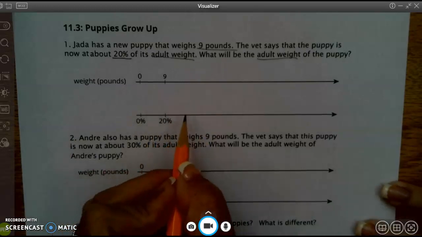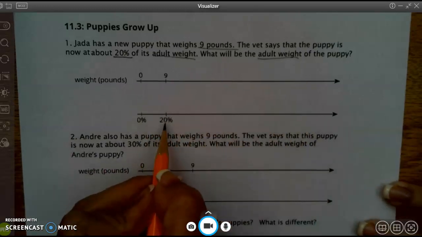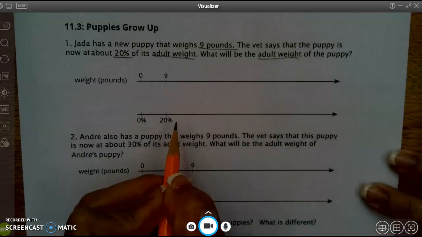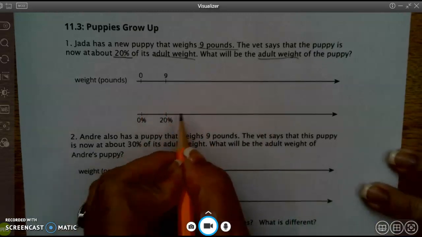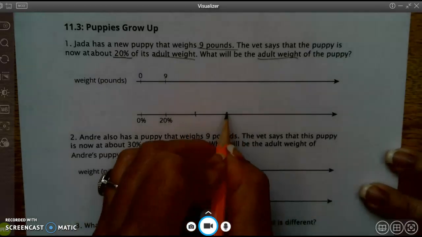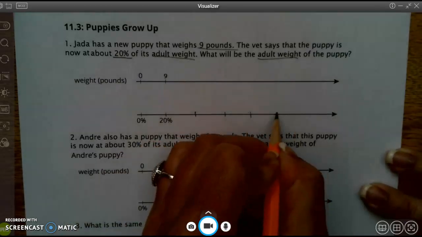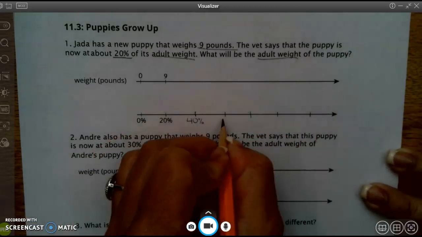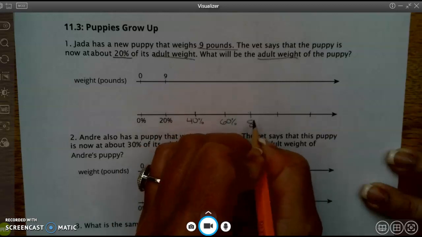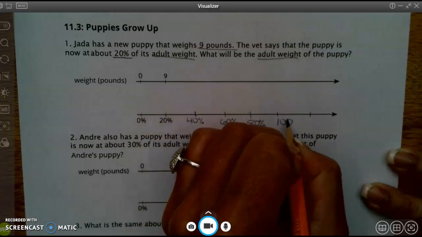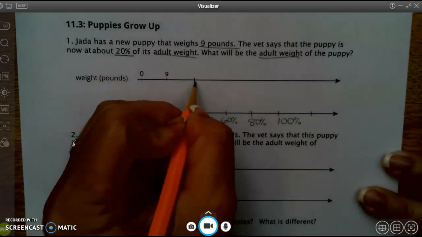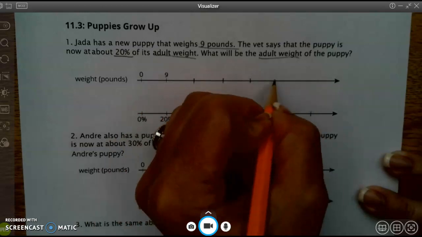So what I'm going to do is extend this double number line. I know that if I extend it, eventually I will get to 100% because 20 goes into 100 evenly. So I want to make sure I go about the same distance. Do a couple tick marks. Okay, so 20, 40, 60, 80, 100.